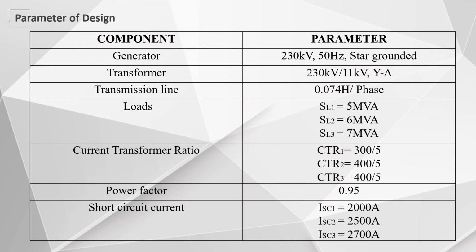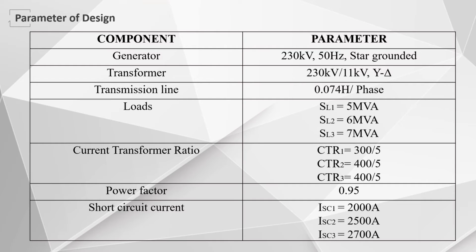Then the parameter that has been set is the current transformer ratio, which on bus 1 is 300 ampere on primary and 5 ampere on secondary. For bus 2 it is 400 on primary and 5 ampere on secondary. And for bus 3 it is also 400 for primary and 5 ampere for secondary. The power factor used in this task is 0.95.